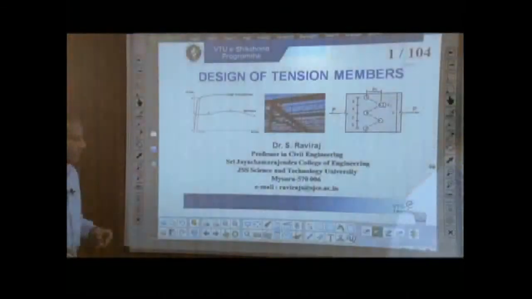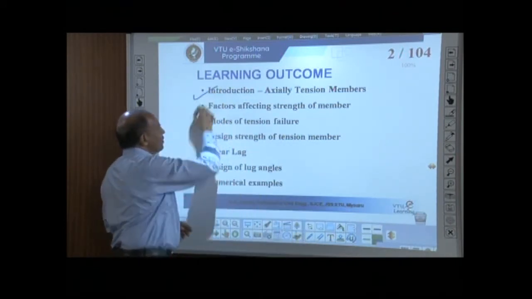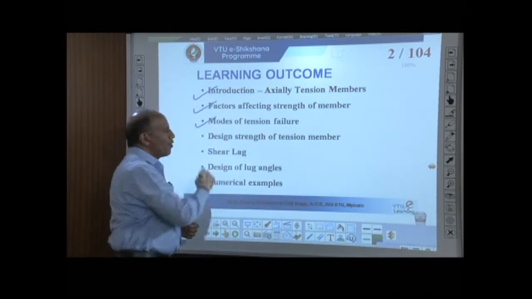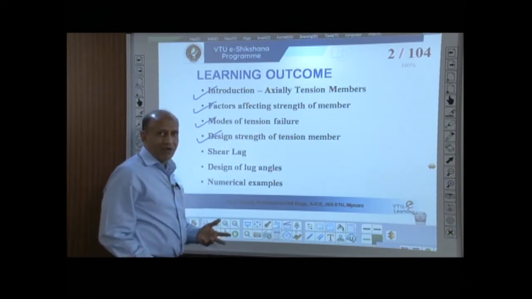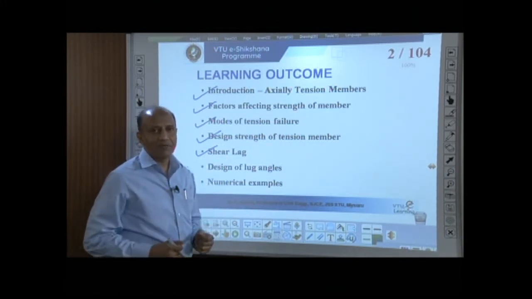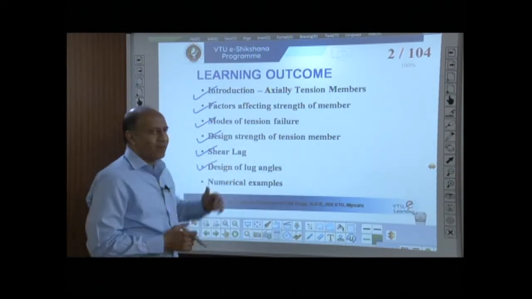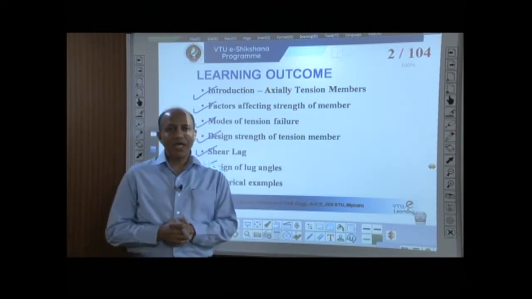Let us quickly recollect what we had discussed in the previous sessions first, and then we will start the numerical problems. So, we had finished the introductory remarks with respect to axially tensioned members, factors influencing the strength of a member, three important modes of tension failure, then design strength of tension member, how we calculate the design force with respect to these three failure modes, and a very important concept of shear lag, especially in case of eccentric connections, and how we normally do the design of lug angle, which tries to overcome the shear lag effect to a great extent.